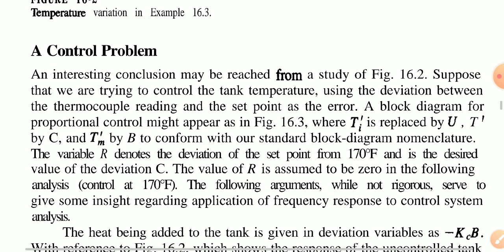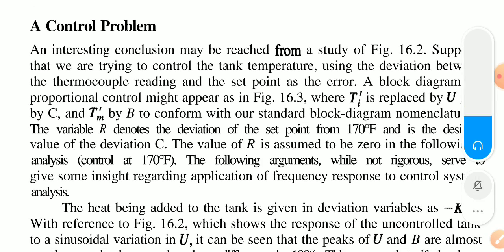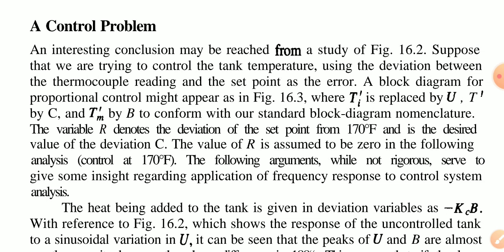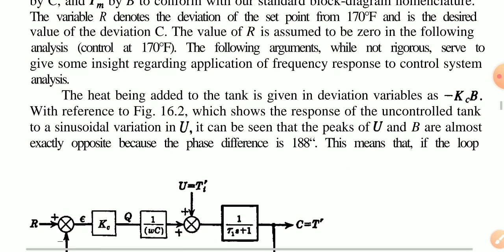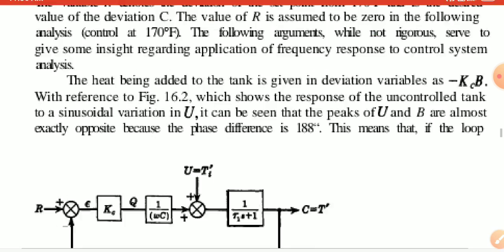An interesting conclusion may be reached from a study of this figure 16.2. We are trying to control the tank temperature using the deviation between the thermocouple reading and the set point as the error. The block diagram for proportional control might appear as in figure 16.3. Figures 16.2 and 16.3 are the diagrams above.